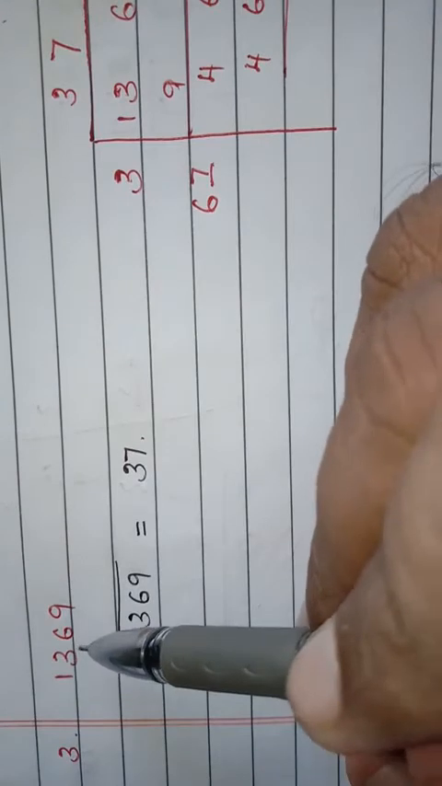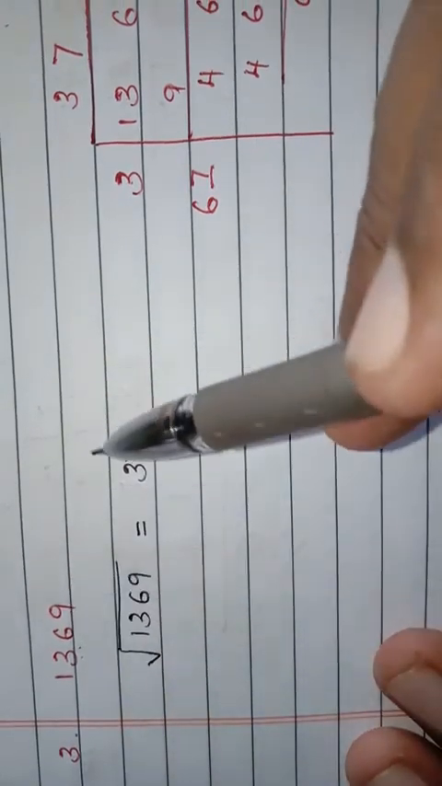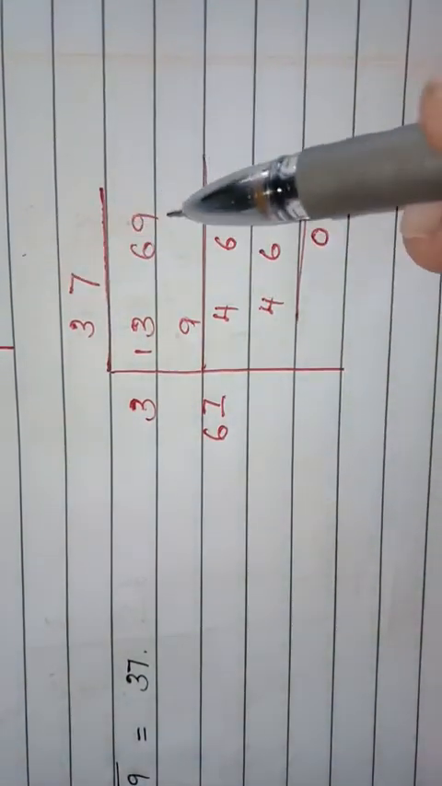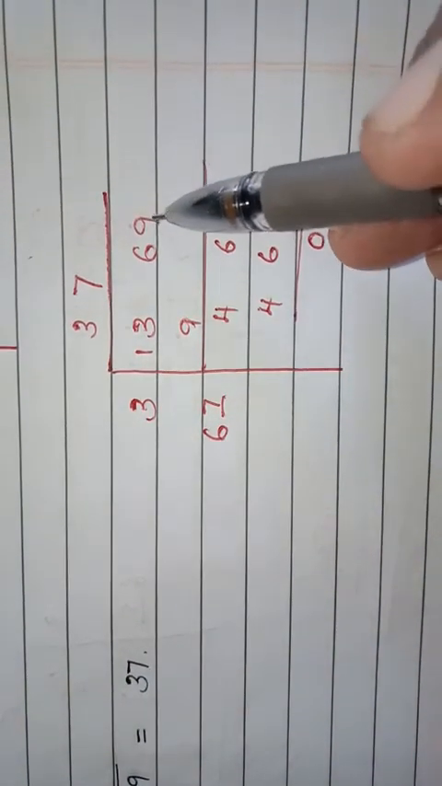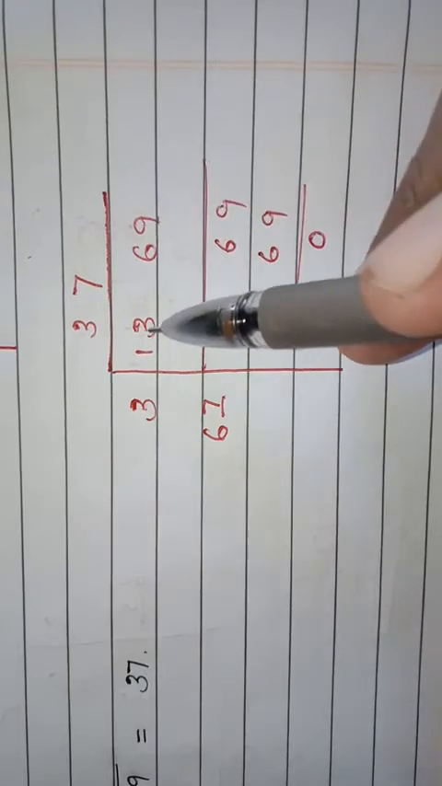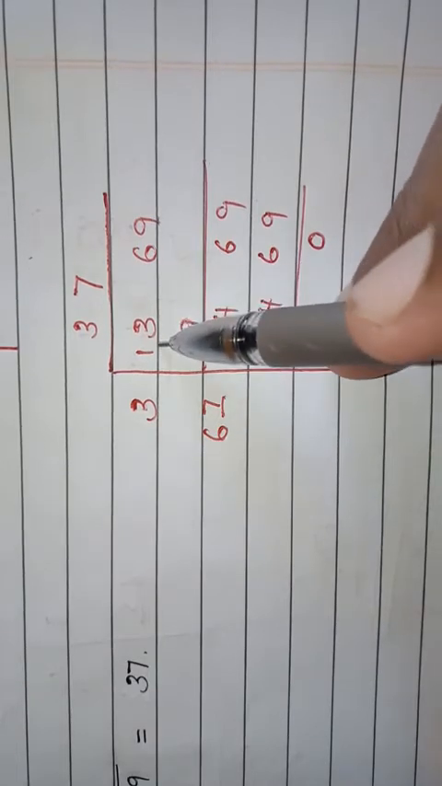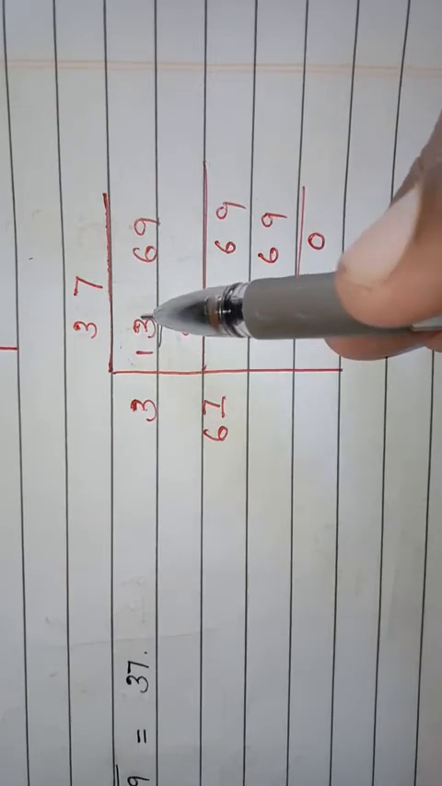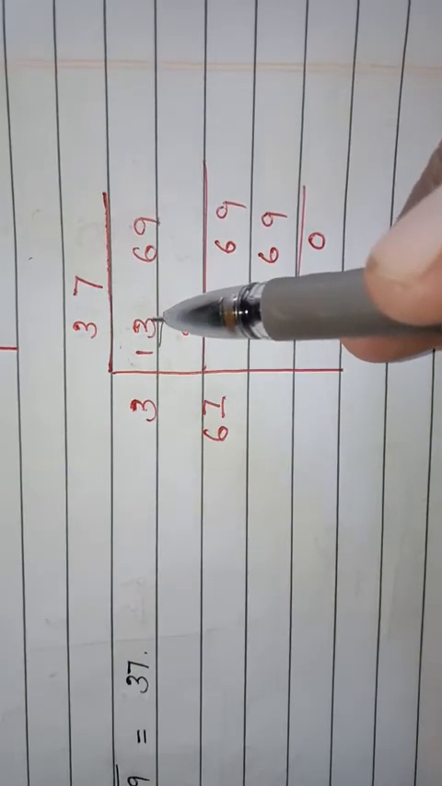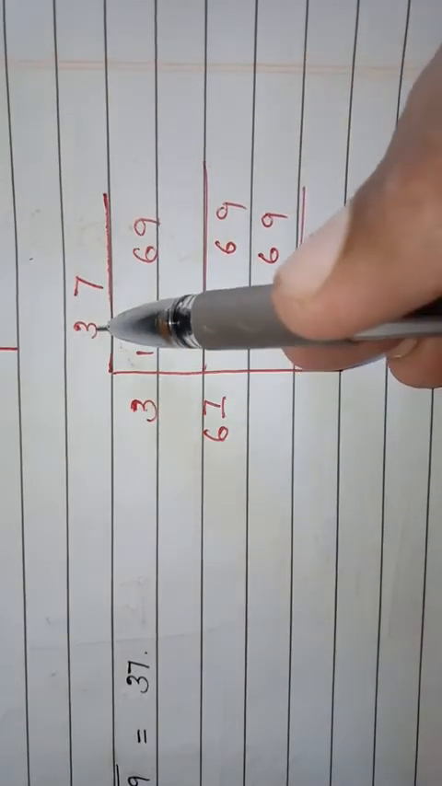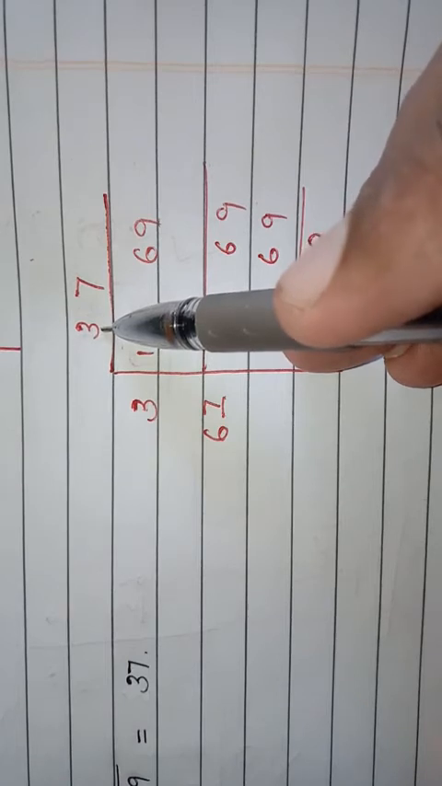Now we can consider another small example, the square root of 1369. When we start the long division from the units place, from the right side, you have to make digits in pairs. Each pair we will call a period. So here 13 is the first period, and we find the largest perfect square possible in 13. It is 9, and 9 is the square of 3. So we write 3 here, and in the quotient part also we write 3.